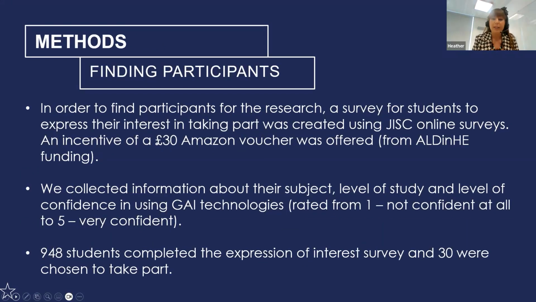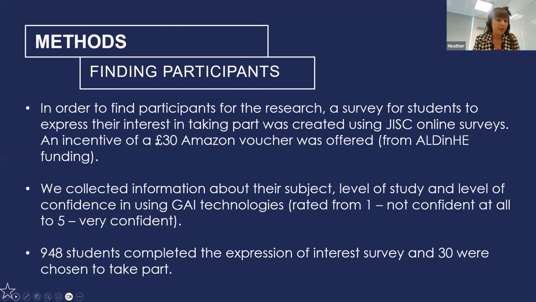So in order to find some participants to take part in our research, a survey for students to express their interest in taking part was created using JISC online surveys. And this survey was open for 2 weeks at the start of semester 2 last academic year and promoted via an announcement sent to all students via Canvas. We asked the students' name, email, school, level and year of study, and we also asked them to rate themselves in their confidence in using GAI technologies. So from 1, really not confident, to 5, feeling very confident.